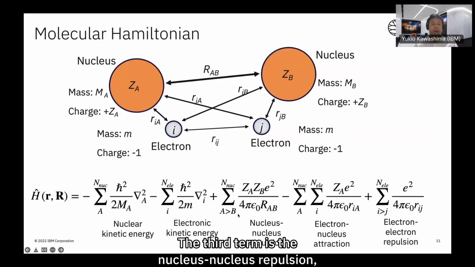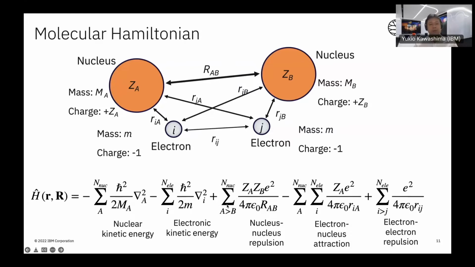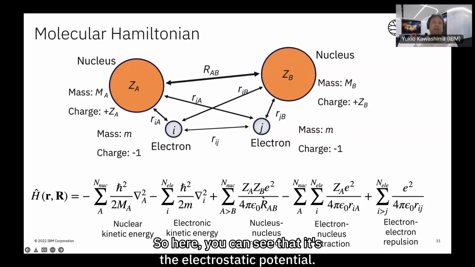The third term is the nucleus-nucleus repulsion, which is shown here. The AB runs through all the nuclei, and this is to avoid the double counting. And this is actually the electrostatic potential between the nuclei. So 4 pi epsilon naught and RAB will be the distance between the two. And on the numerator, we have the ZA and ZB. So here you can see that it's the electrostatic potential.